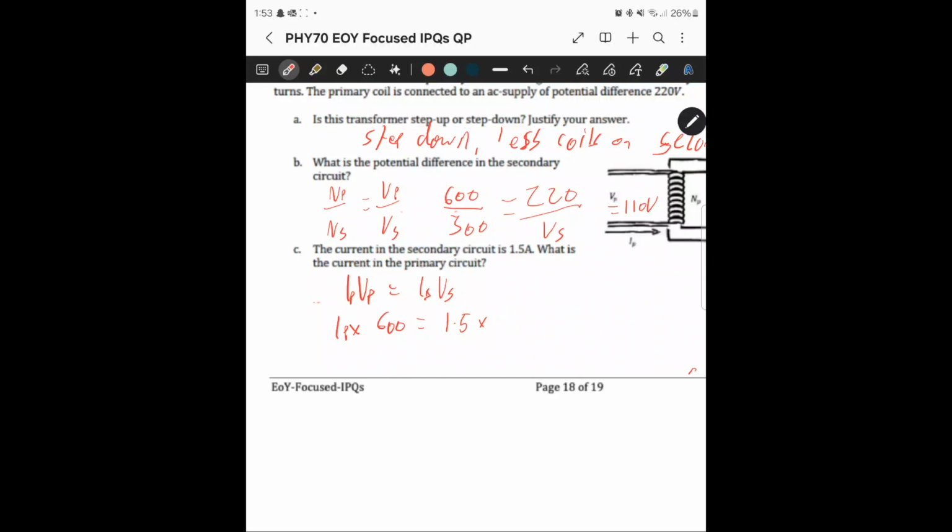And that wasn't 600, that's not the current. What's this? This is the voltage. The voltage was 220 volts. And this was 1.5 times this, the new one that we figured out, which is 110 volts. So shift solve, rearrange, IP will be 0.75.